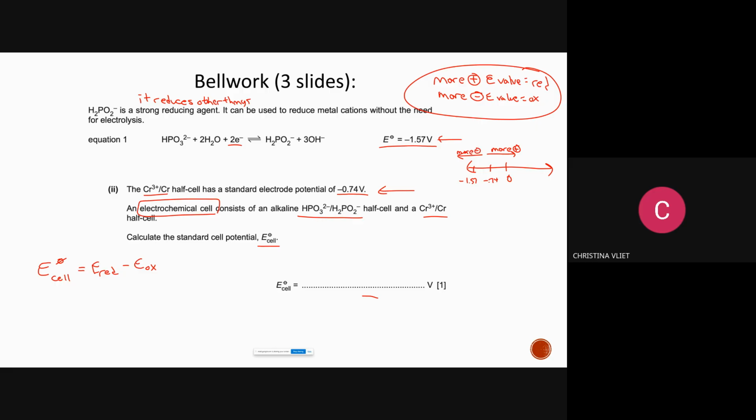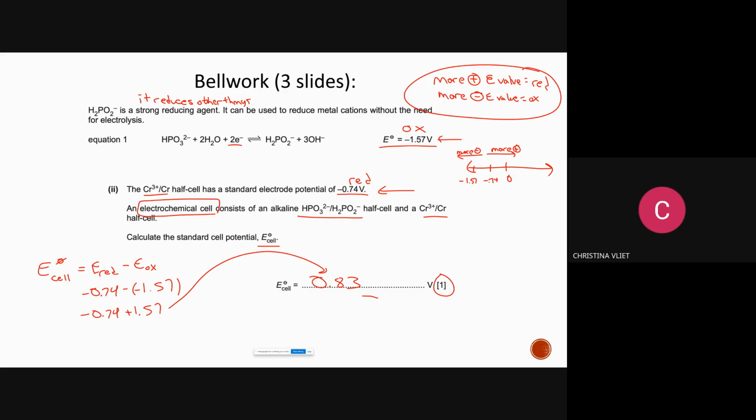So using a number line, we can state that negative 1.57 is the more negative of the two numbers, which means it's the one that's going to be oxidized. And the negative 0.74 is more towards the positive, so that would be the one that's reduced. And that's the essential information you need to solve this question. Because to do the math, it's going to be negative 0.74 minus negative 1.57, which means negative 0.74 plus 1.57. And that's going to lead us to an answer of 0.83, which was worth 1 mark, if you got that.